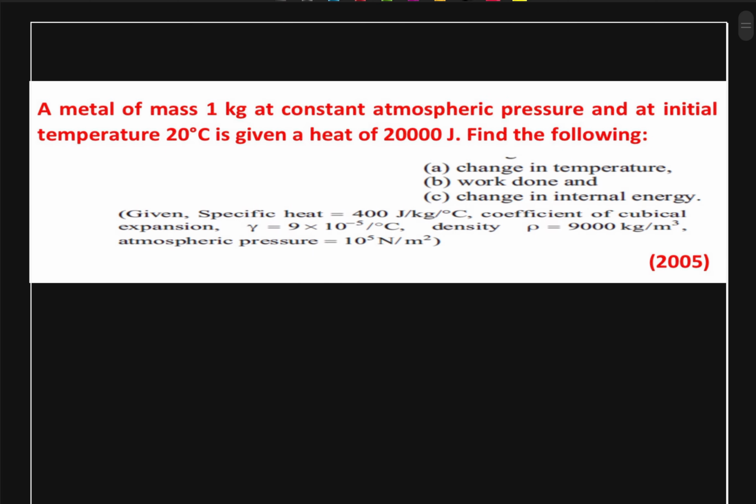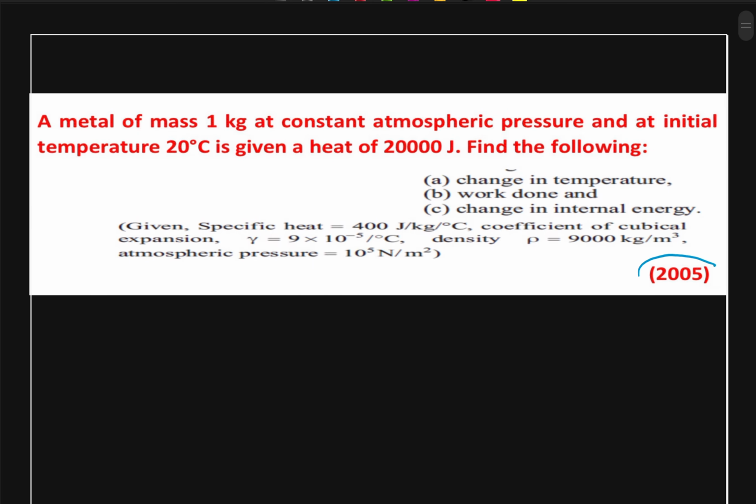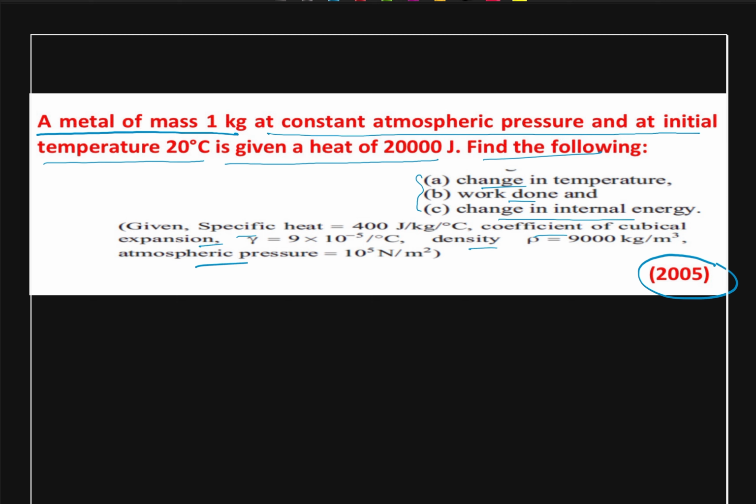The first question was asked in the year 2005, and it states that a metal of mass 1 kg at constant atmospheric pressure and at an initial temperature of 20 degrees centigrade is given a heat of 20,000 joules. Find the following: change in temperature, work done, and change in internal energy. Various things like specific heat, coefficient of cubical expansion, density as well as atmospheric pressure are given to us.